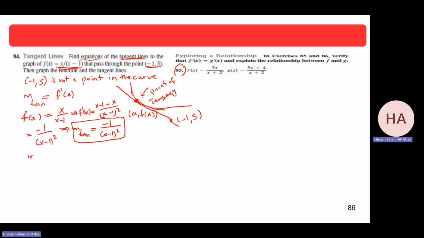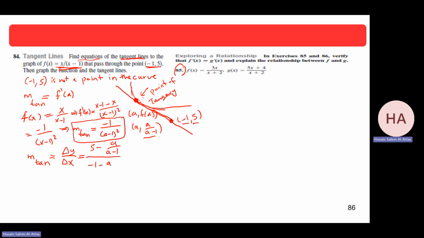Another formula for m tangent, where do I get it from? I have the point (A, f of A), which is A over A minus 1. This is the point. This is another point. The tangent line passes through it. So you can find the m tangent as delta y over delta x, which is (5 minus A over A minus 1) over (-1 minus A). Just delta y, 5 minus this, and then -1 minus A.